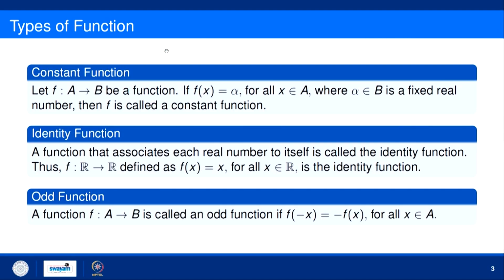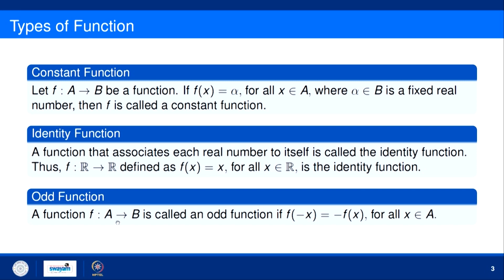Okay. Now, next is the identity function. A function that associates each real number to itself is called the identity function. So, the identity function is basically f(x) equal to x. For every x, f maps it to itself. Clearly, it is a straight line which passes through the origin, and the domain and range of this function is R.